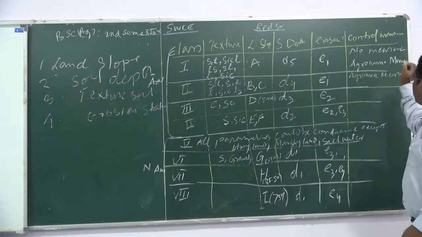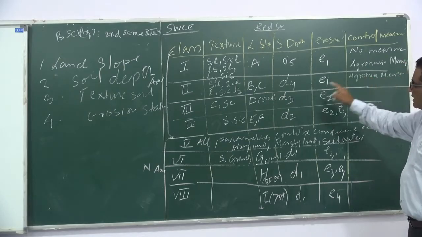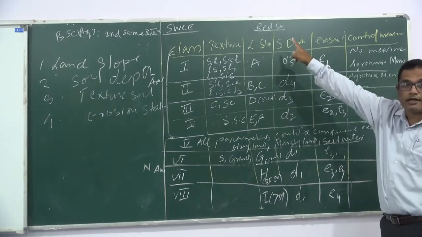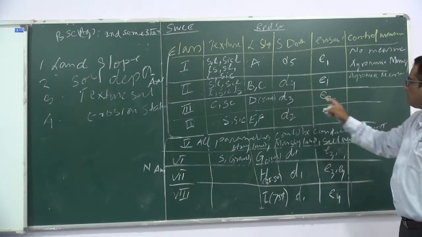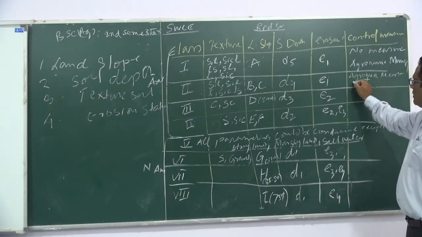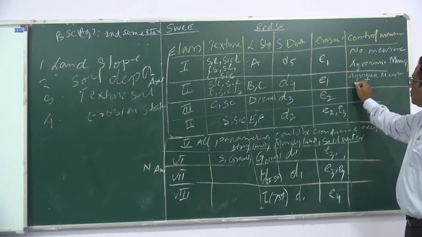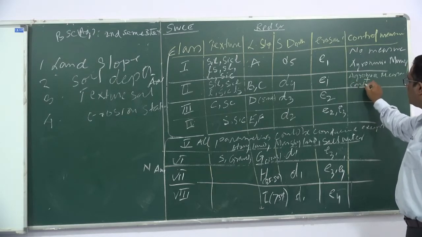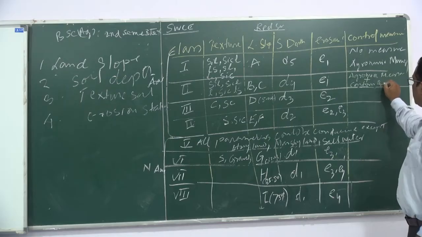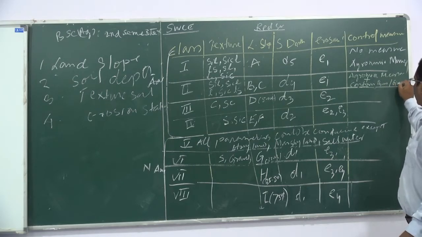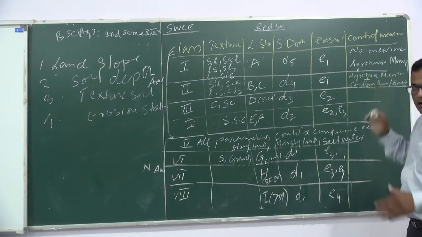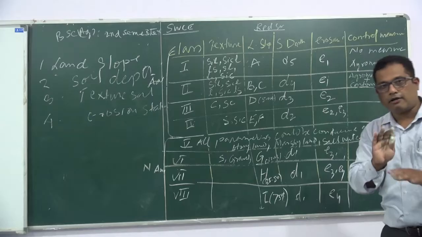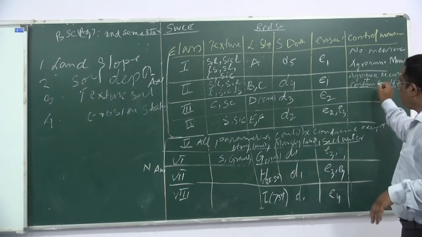Third is your agronomic measures, but still in some places for this red type of soil, the slope is still higher and soil depth is a little less, plus some mechanical measures like contour farming, contour bunds or graded bunds are required. This comes under mechanical measures, this is biological measures. A combination of both mechanical and biological measures would be required.